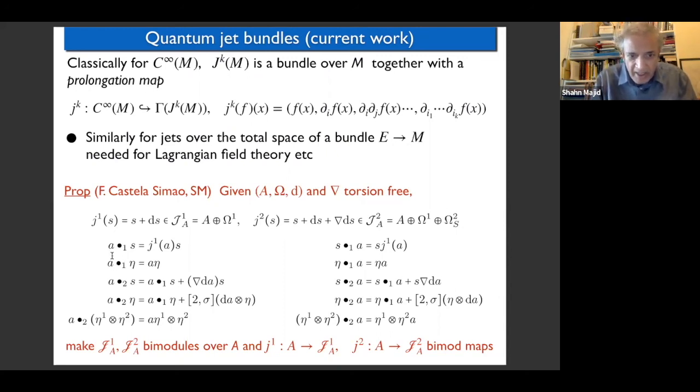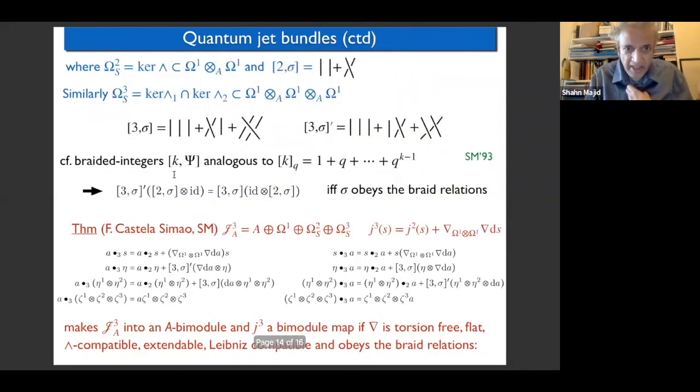And then I define the product. These two maps make J1 into an A bimodule, and these two maps make J2 into a bimodule. And then these maps become bimodule maps. So the whole theory works. And this gadget 2 sigma is on the next slide. I'm going to end very soon, Tom.